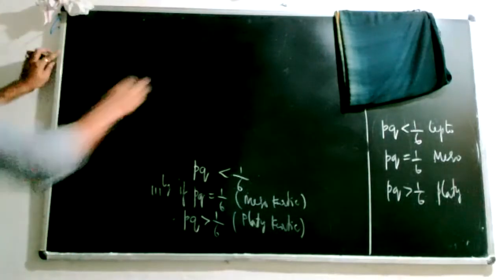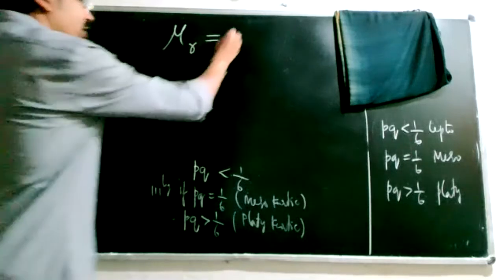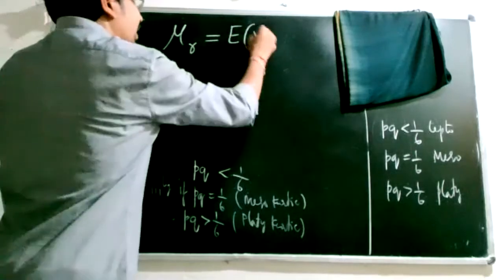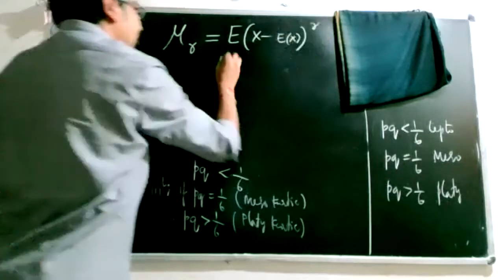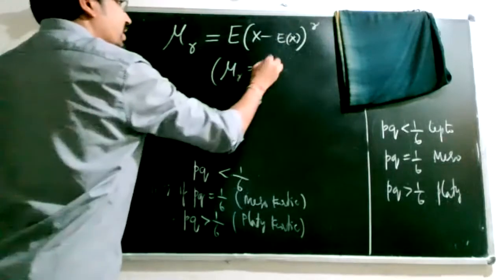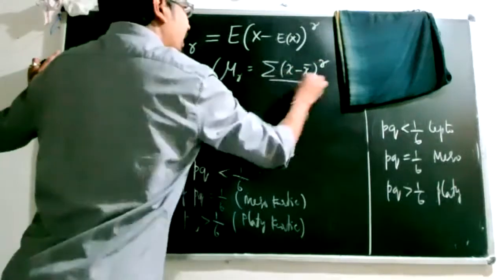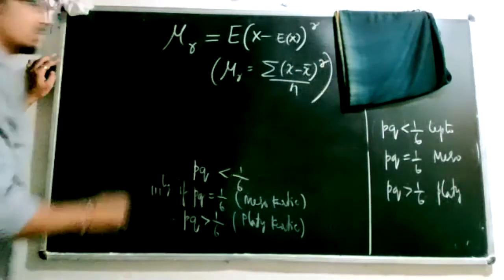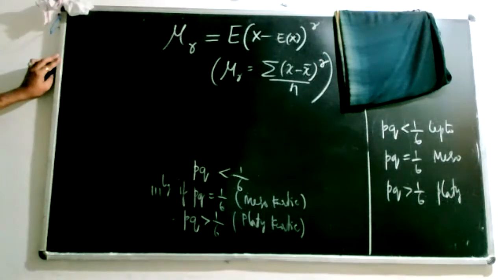Now we also know the definition of rth central moment. The rth central moment is nothing but expectation of x minus expectation of x to the power of r. So if you remember, our mu r is given by summation x minus x bar to the power of r divided by n. So I can write the central moment using the formula mu r is equal to expectation of x minus expectation of x to the power r.